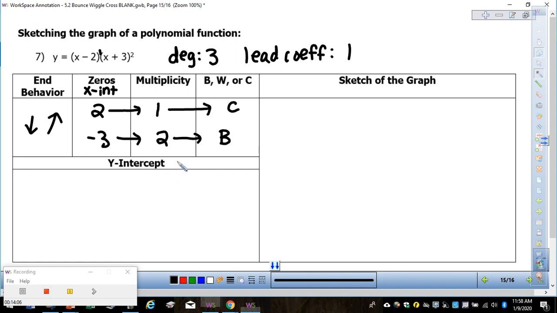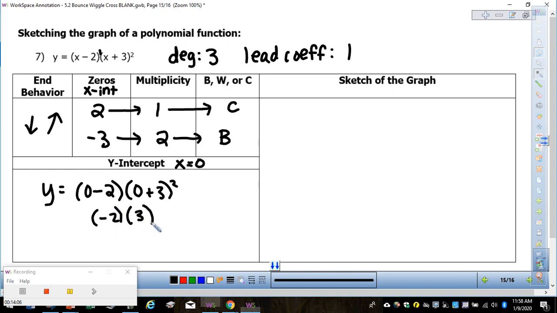Y-intercept is the same as what we've always done before in the past. We're going to plug in 0 for x and solve for y. So we have y equals the quantity 0 minus 2 times the quantity 0 plus 3 squared. So this gives us negative 2 times 3 squared. We're going to do order of operations here, so do 3 squared, which is 9. Multiply 9 by negative 2, and that gives us a y-intercept of negative 18.